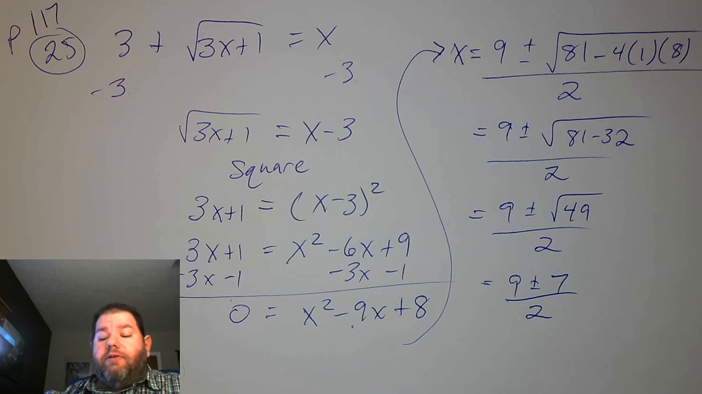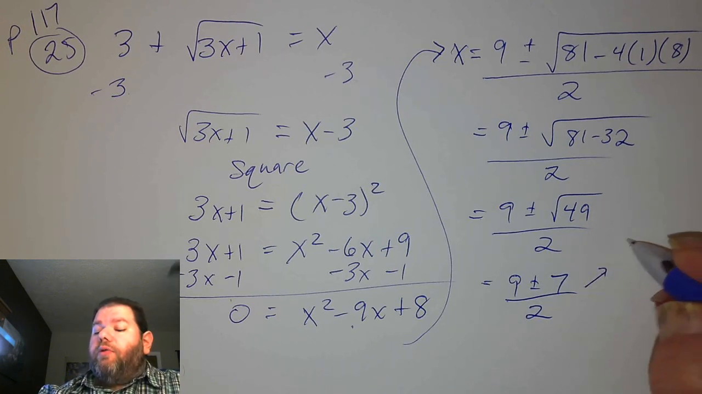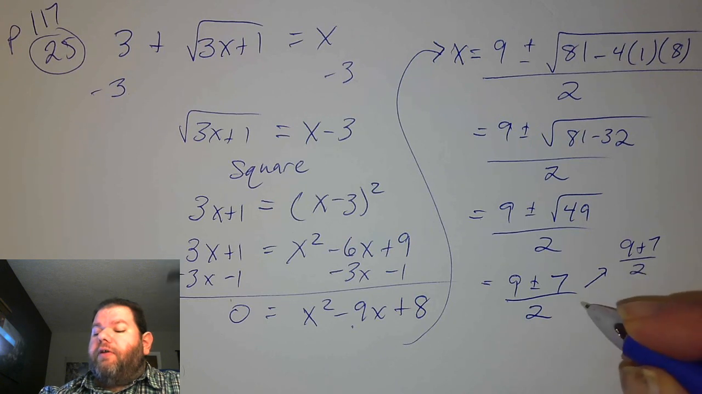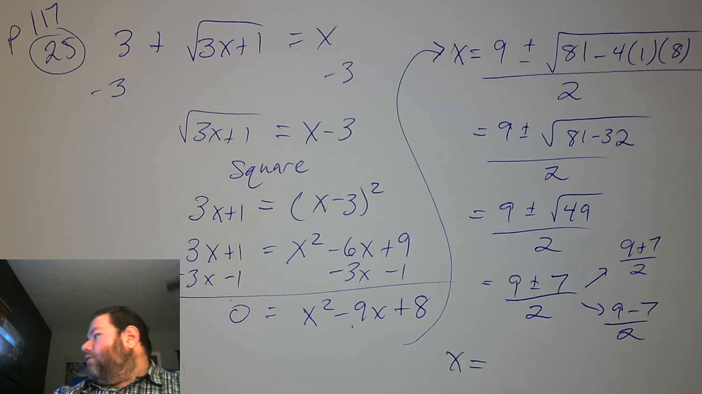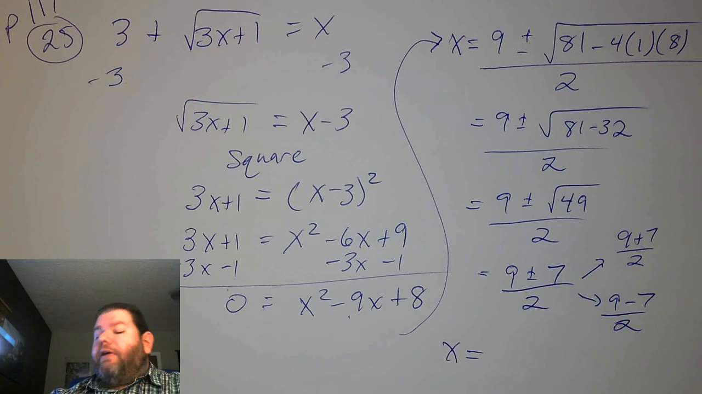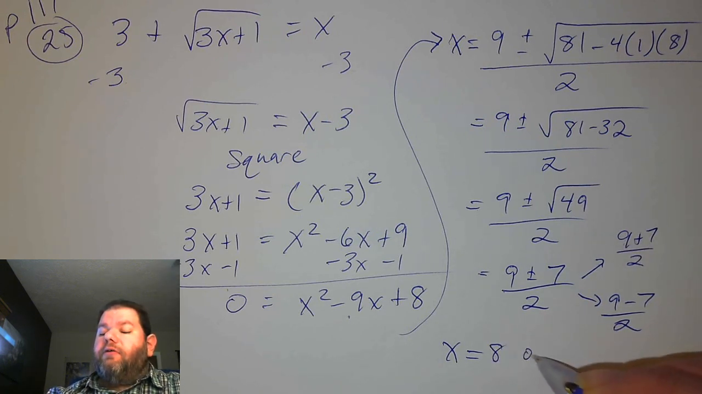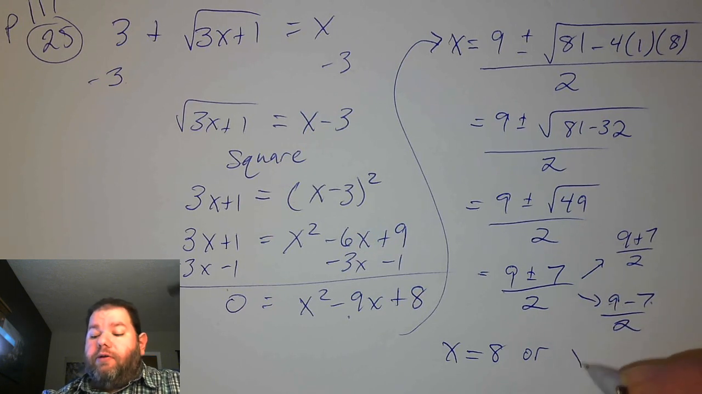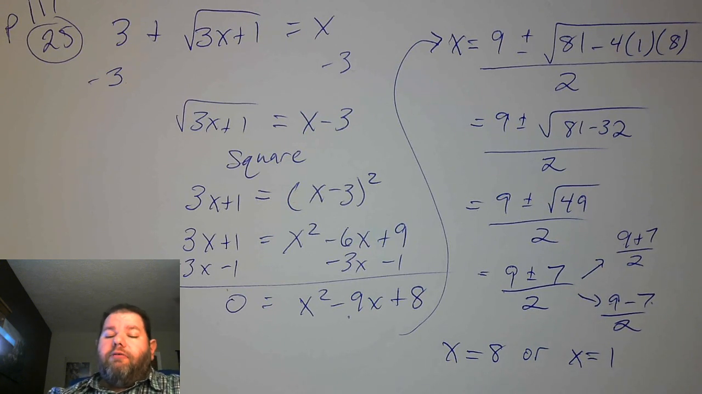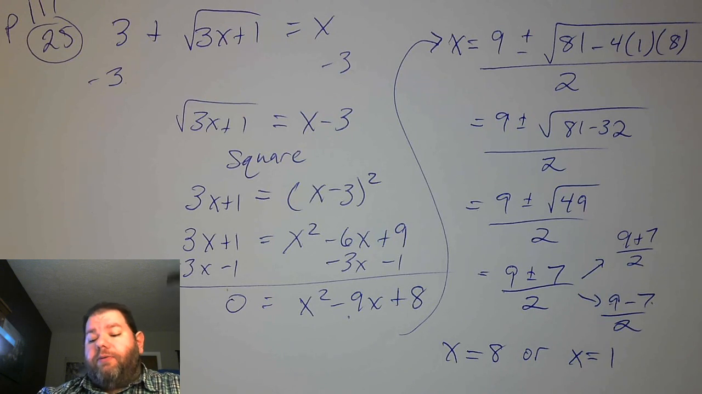Now we can split that up into two solutions. One is 9 plus 7 over 2, and the other is 9 minus 7 over 2. So we can tell that 9 plus 7 is 16, divided by 2 is 8. 9 minus 7 is 2, divided by 2 is 1. So we have x equals 8 or x equals 1. Now again, with a square root problem such as this one, we want to make sure we plug in our answers and get valid results.